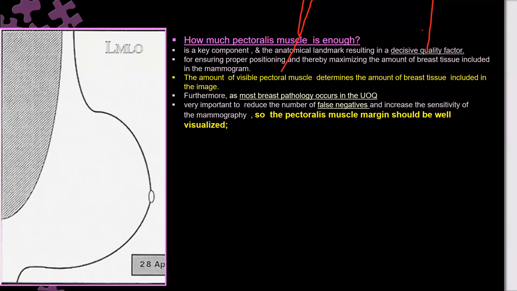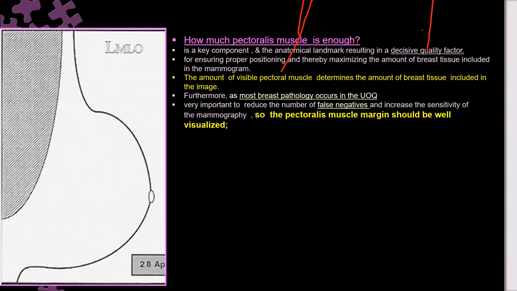What is the question again? Sarah, what exactly is the question? The criteria for evaluation of the pectoralis muscle only. How you are going to evaluate the pectoralis major muscle in the MLO view?